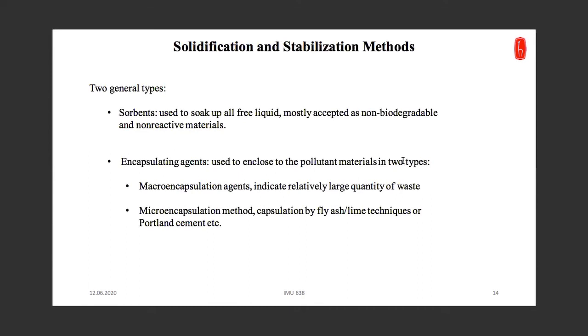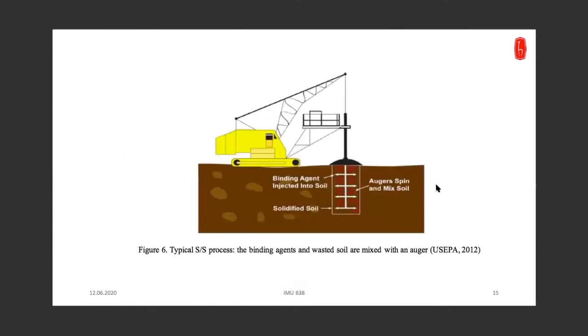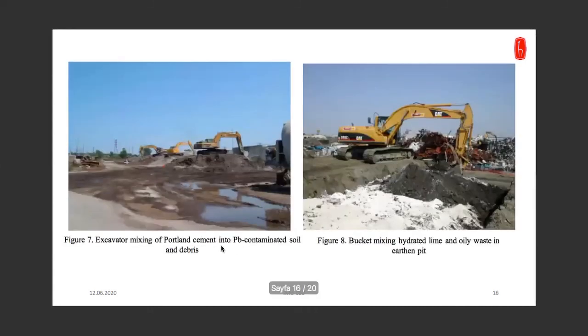Exactly. And this figure, as a representative figure, you can see the solidification and stabilization process. It's basically this, guys. You are using, like, the auger. It doesn't have to be an auger, but you are just mixing the binding agents and the wet contaminated solid, and you can use the auger to mix them, or another way, like, a real example, an excavator.